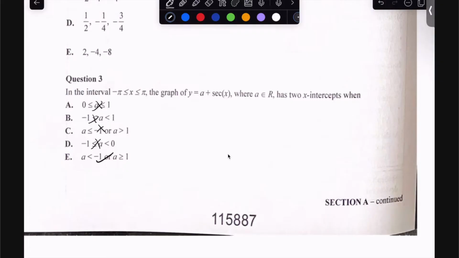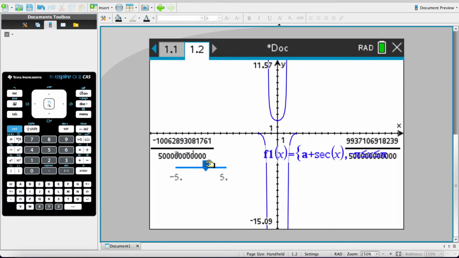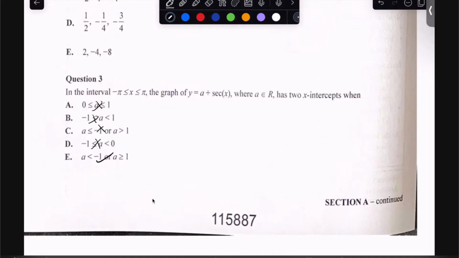But let's check that as well to check if greater than 1 also works. So here we've got 1, that's 2, and so on. I looked at the option when A was 0. I said A was 0, but A was actually 1. So that was the mistake I made. So yeah, the answer is E here.